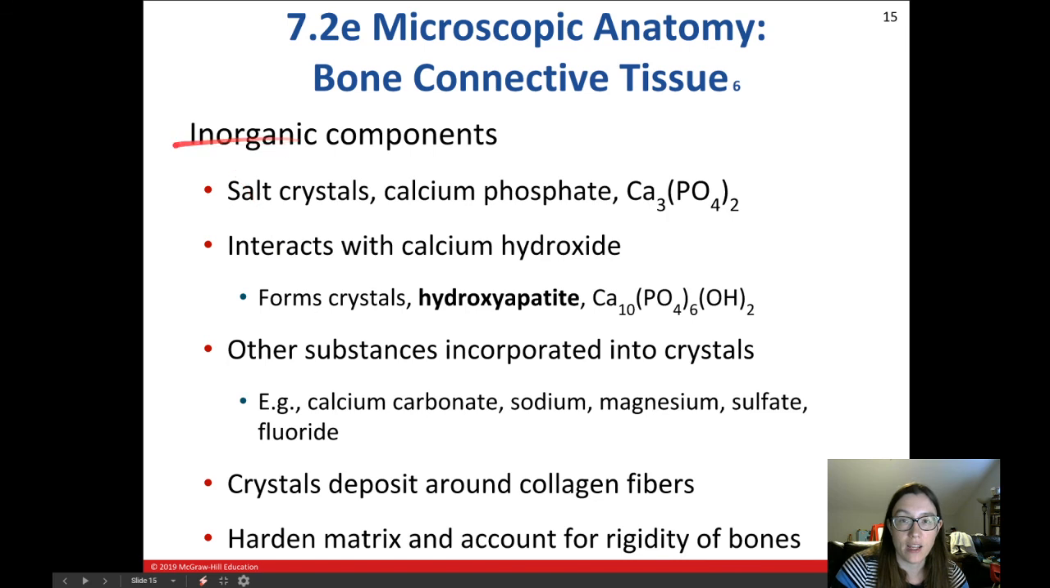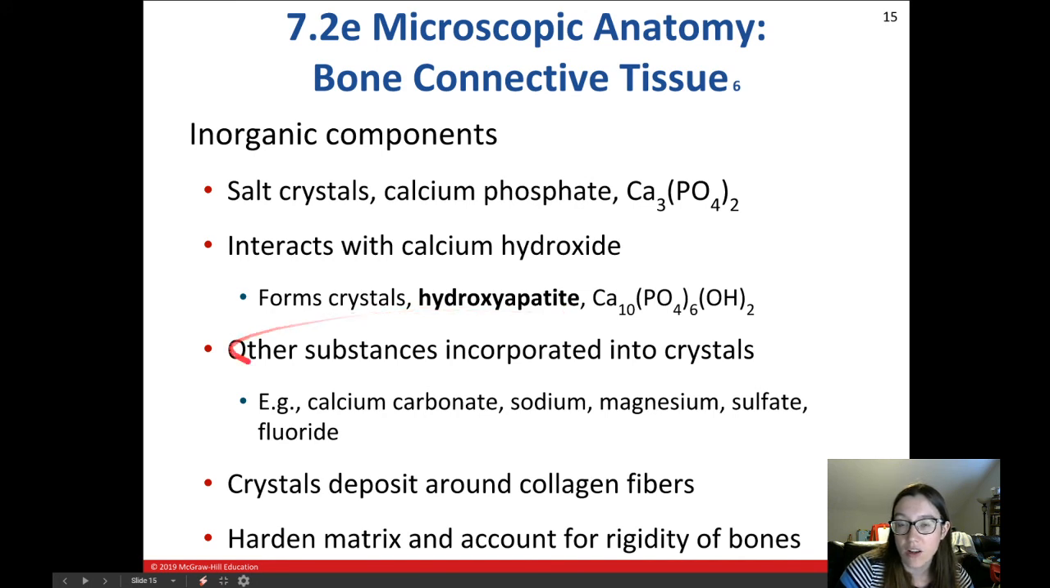Now the inorganic components, this is the part that happens later. So the osteoblast secretes the organic components first and kind of lays it down as bone. And then after that, we're going to have the inorganic components. So this is the mineral components. The salt components are going to then be laid down on top of it, and they're going to crystallize and calcify. And so it's made of salt crystals, calcium phosphate, and that's going to interact with calcium hydroxide and form these hydroxyapatite crystals. So you're not going to need to memorize this chemical equation, but do know the term hydroxyapatite.